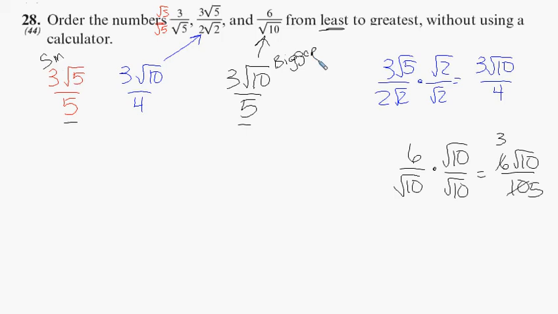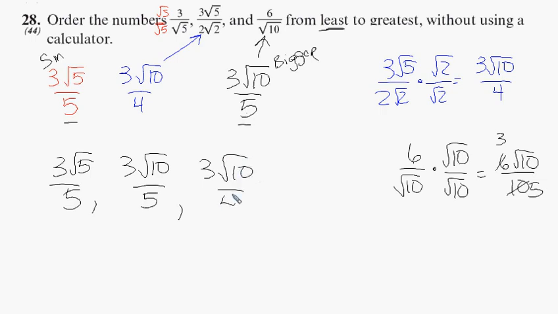So then we just have to figure out where this one goes, and if you can compare these two, do you recognize that if we're dividing by a smaller number, that's going to make this one the biggest, because these two have the same numerator, but this one has a smaller denominator, so that means this one's going to have to be the biggest. So we've got 3 times the square root of 5 over 5 as our first one, then 3 times the square root of 10 over 5, and then finally we have 3 times the square root of 10 over 4. So it looks as if rationalizing the denominator is really the only easy way to evaluate these from least to greatest.